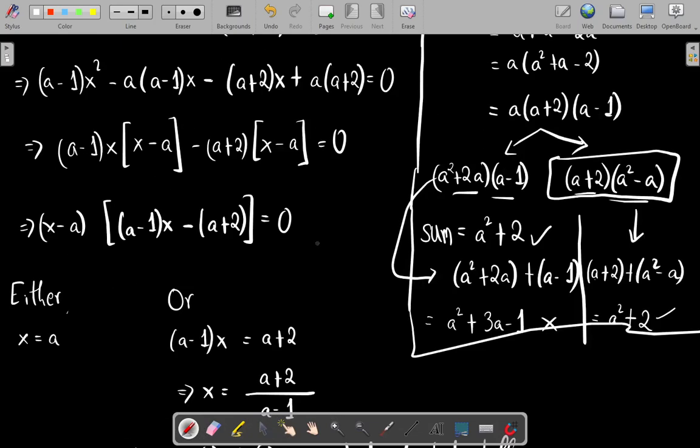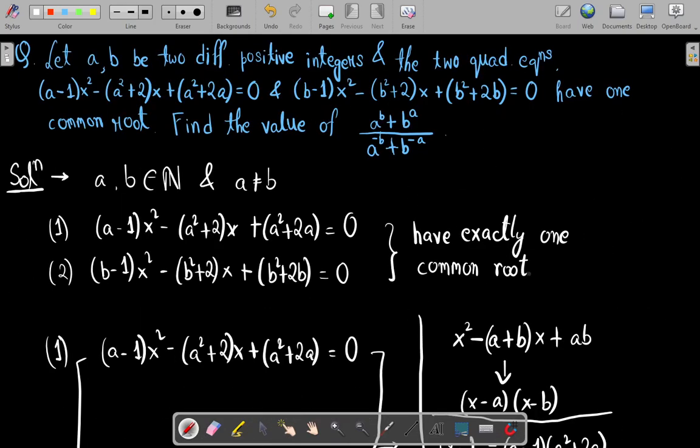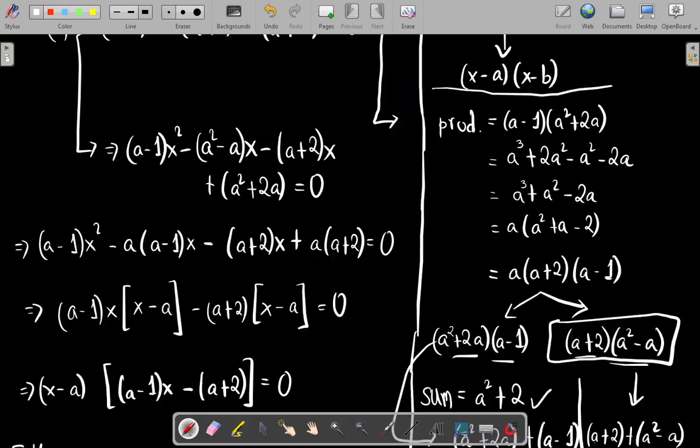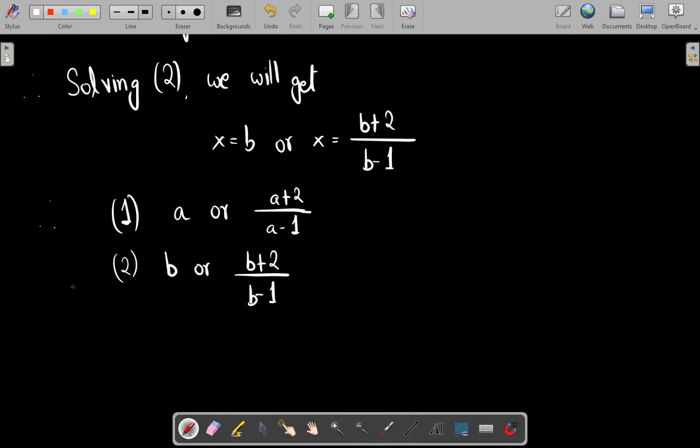Now the thing is, it is given that it has exactly one common root, and it is given that a and b are different, right? That is a not equal to b. So the common root cannot be a equal to b, because these two are given to be different, so we cannot equate a and b together. Similarly, this expression and this expression are also exactly identical. So if we equate these two, we will again get back a equal to b.